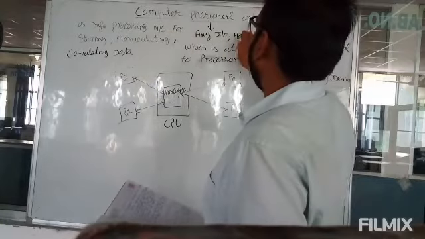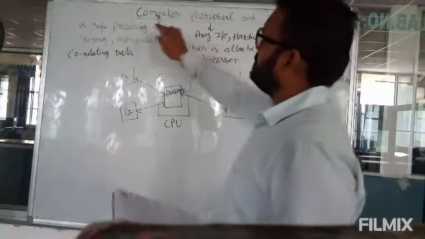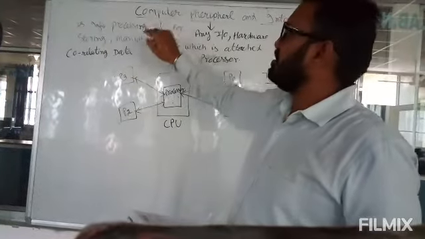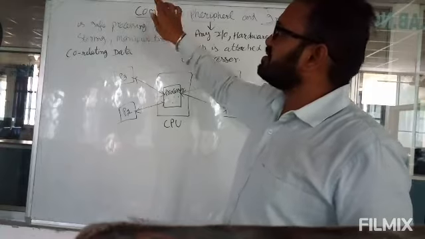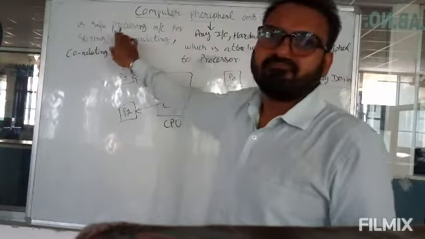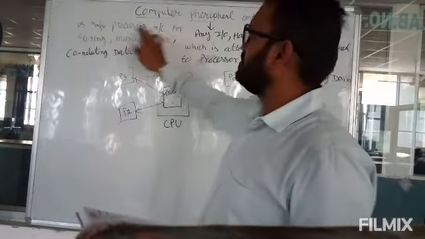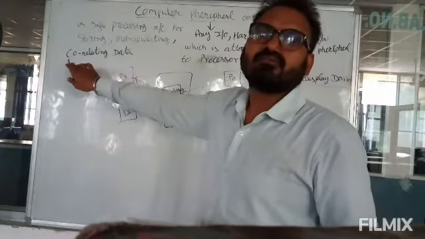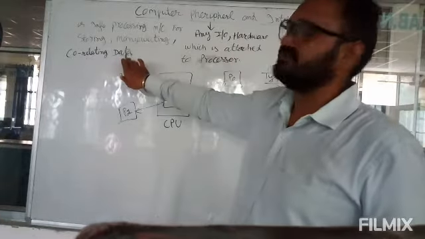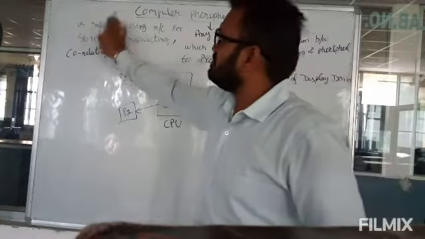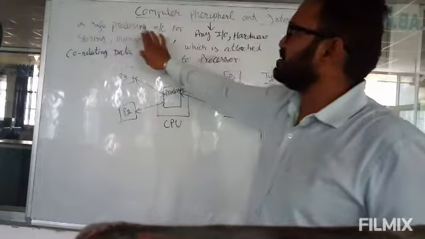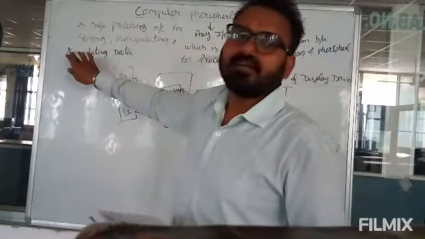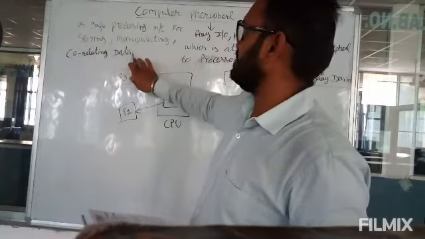Computer, peripheral and interface. These three words make the CPI. First word is computer. Computer is an information processing machine for storing, manipulating and correlating data.